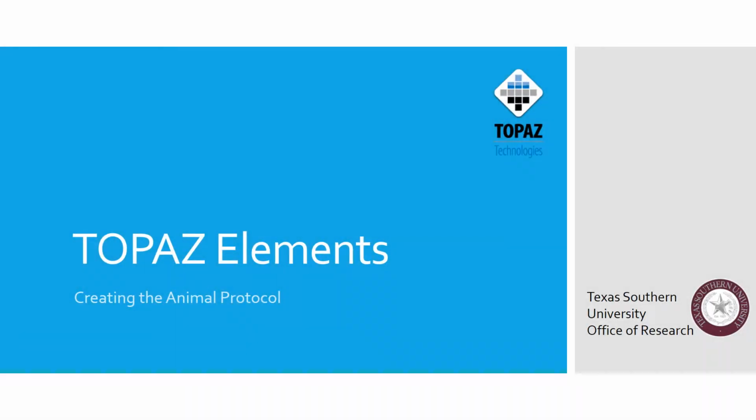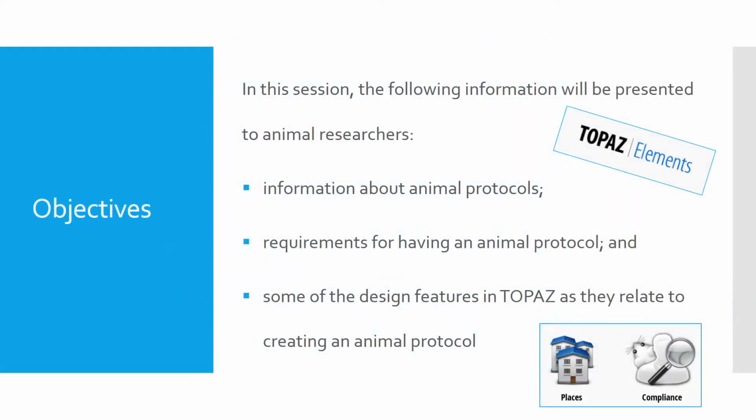This training session is designed to guide you through our TOPAZ system, how to create an animal protocol, and other useful information about the animal protocol submission, review, and approval process. In this session, the following information will be presented to animal researchers: information about animal protocols, requirements for having an animal protocol, and some of the design features in TOPAZ as they relate to creating an animal protocol.